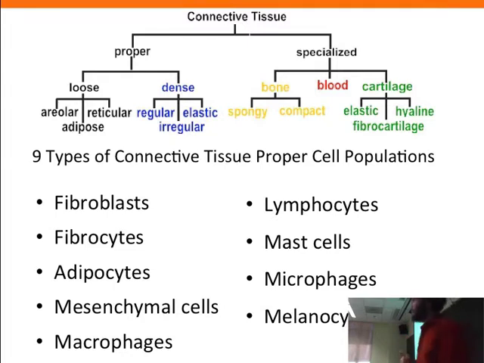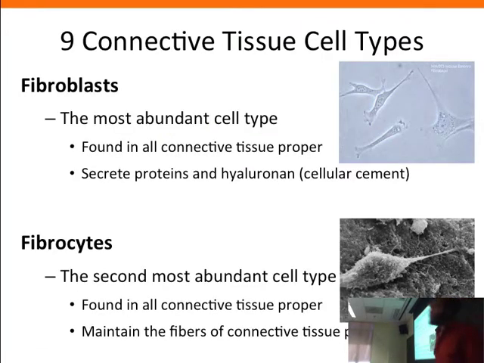All right, so here is a diagrammatic tree of the types of connective tissue: the connective tissue proper, and then the specialized, the supportive and liquid connective tissues. And proper breaks up into loose and dense. There are 9 types. These are the cell types that I showed in that original outline. We're going to walk through them. Fibroblasts. This is by far the most common cell type of the connective tissues in the body.